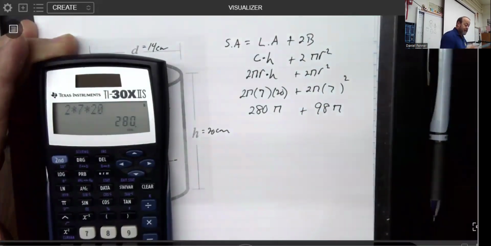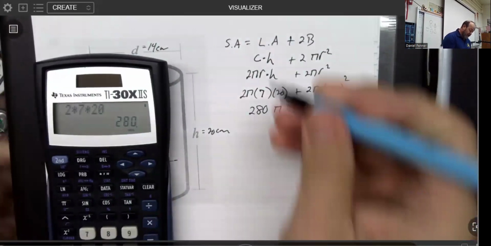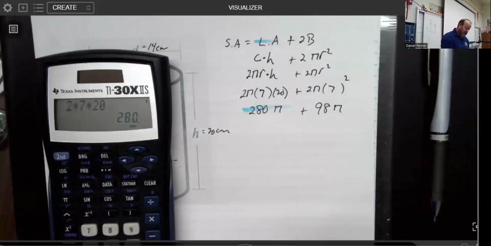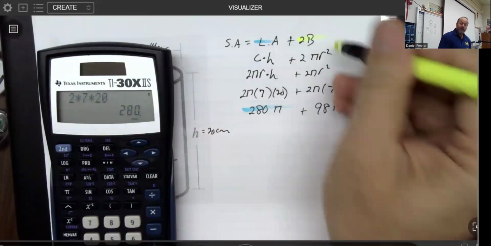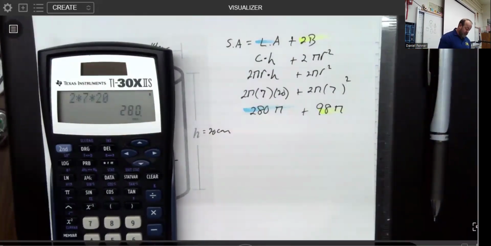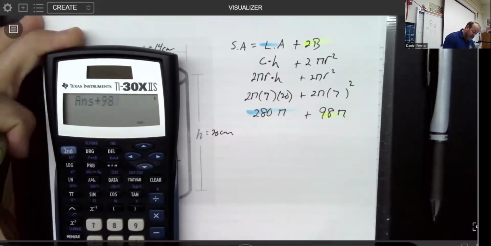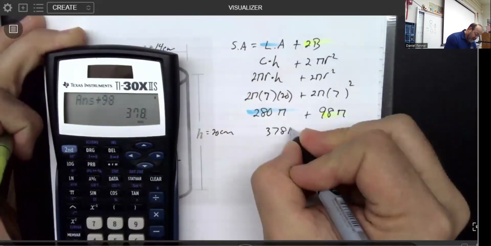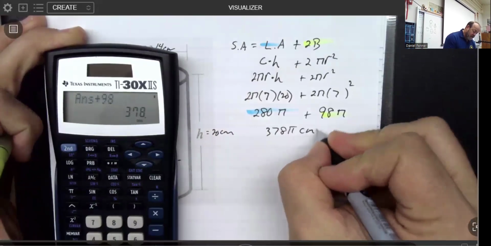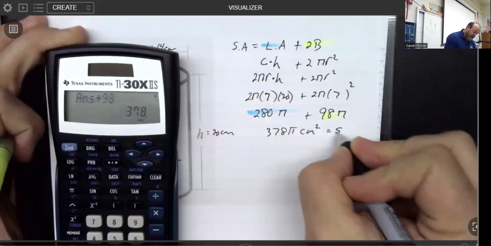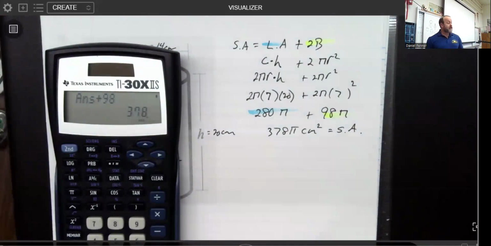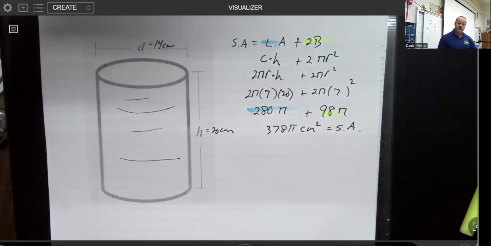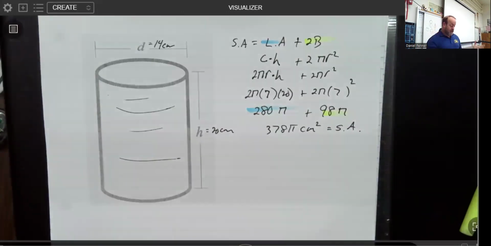This portion is, of course, the lateral area. And this other portion is the area of the bases. And so we end up with 280 plus 98, which is 378 pi centimeters squared would be the surface area. This portion is the lateral area. That part is the area of the bases. And we are done with our surface area of our cylinder.